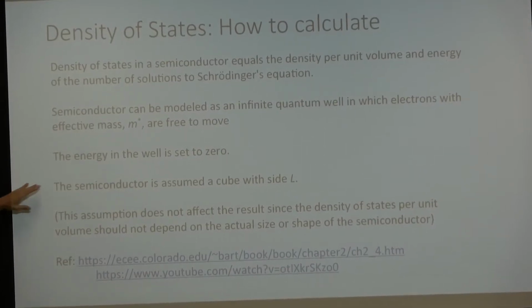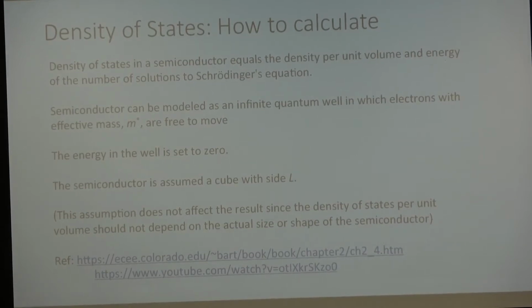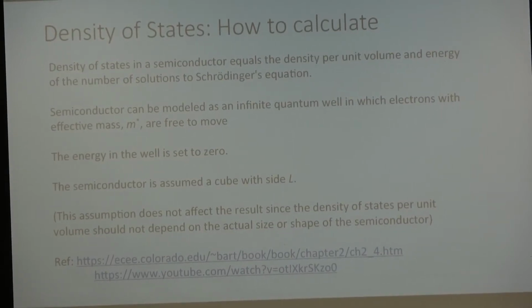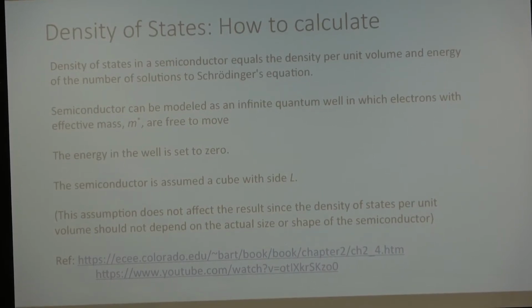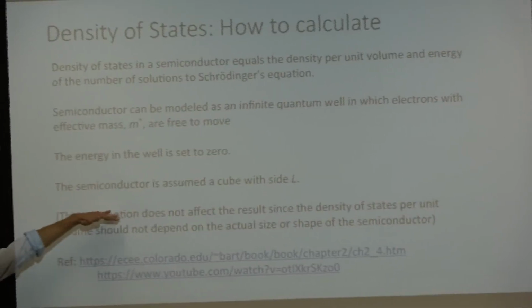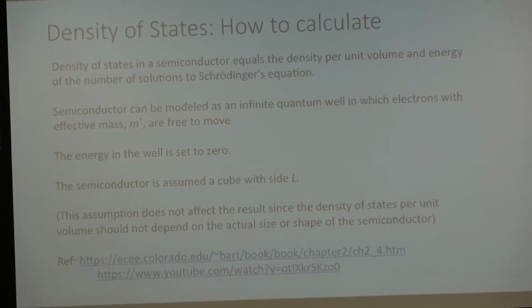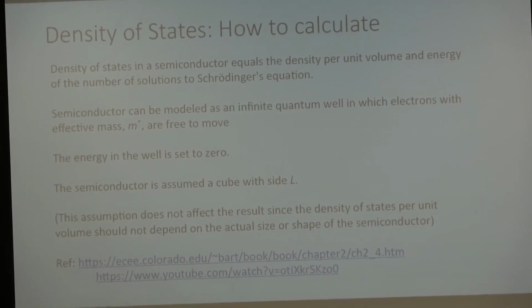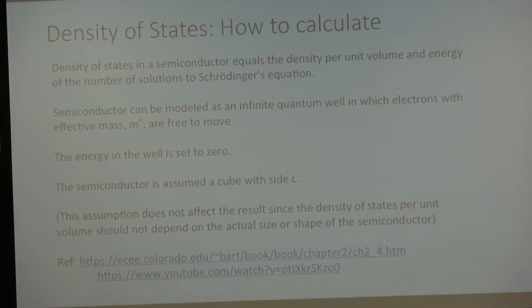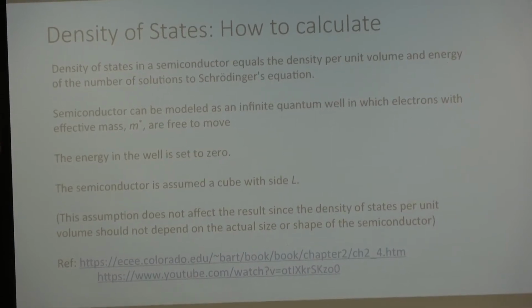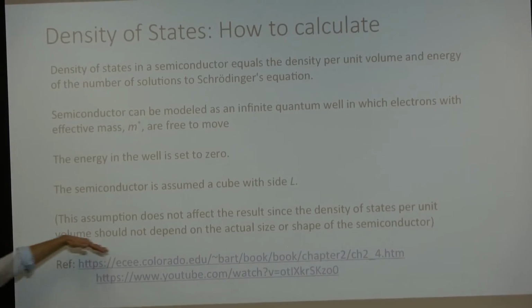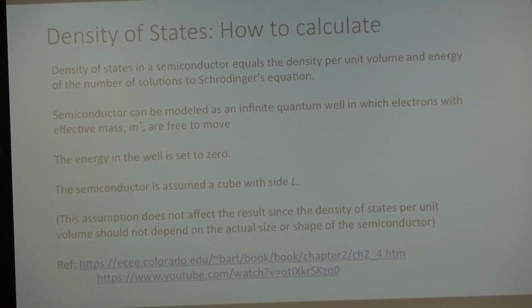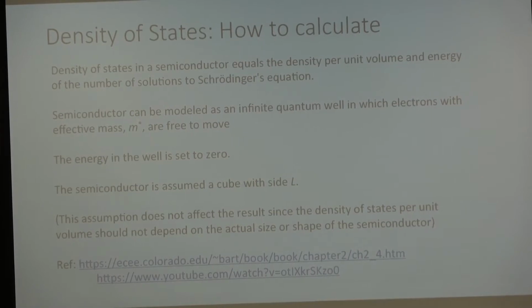The energy in the well is set to 0. The energy on the edges is 0, right? Kind of like we did for a particle in a box, although we kind of rushed through particle in a box. We're going to assume that this semiconductor is a cube with side L, and this assumption does not affect the density of states, because density of states by definition is per unit volume. So whatever we're using here for this shape is kind of irrelevant.